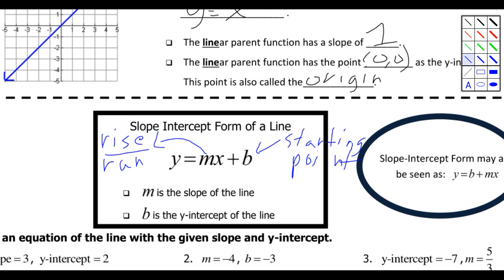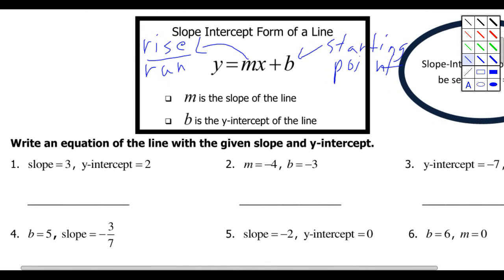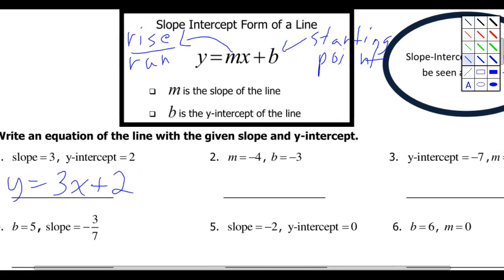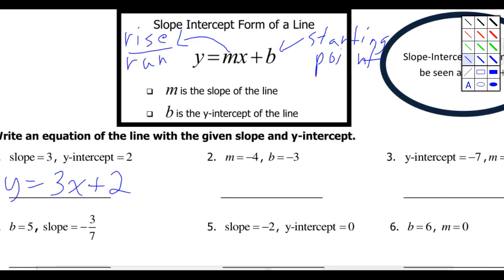So to begin with, if we know what the slope, the m, and we know what the b are, we know what those two numbers are, then we can very easily write the equation. It's y equals m, which in this case is 3, x plus b. And b in this case is 2, so 3x plus 2. Number 2, y equals mx plus b. So, m is negative 4, x plus b, which is a negative 3. So adding a negative 3 is the same as just subtracting. So, negative 4x minus 3.